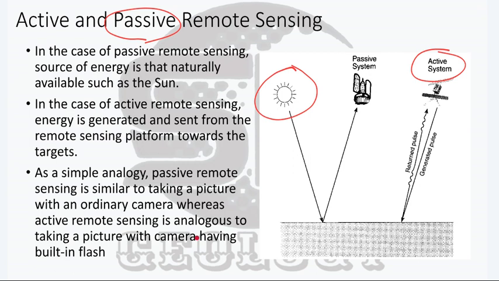So you can take the example of a camera with flash and without flash. A camera without flash will be active or passive? Anyone? Very good. It will be passive remote sensing because it uses the electromagnetic rays of the sun. A camera with flash will be active remote sensing because you are using your own source of energy.